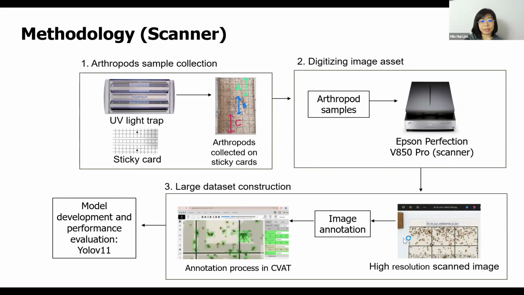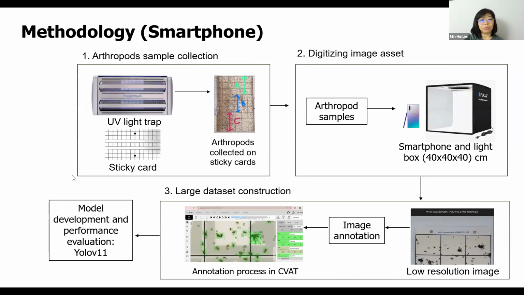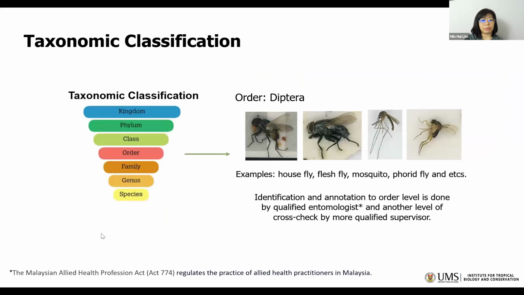All these insects were annotated manually in CVAT, and we used them to develop a model with YOLO v11. The same duplicate of collected field samples went through the smartphone for image acquisition. We also used the same method in CVAT for the annotation, and YOLO v11 for model development.